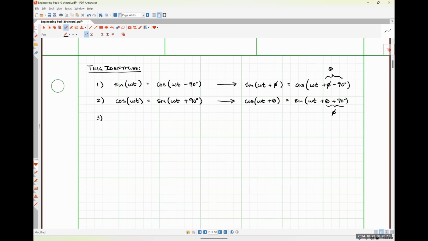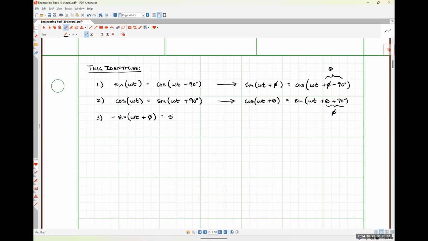So another identity that can be useful is what happens if we have negative sine omega t plus some phase angle phi. If I want to get rid of that negative sign out front, all I have to do is either add or subtract 180 degrees from the phase angle, because that's effectively us just shifting things by exactly half of a cycle.